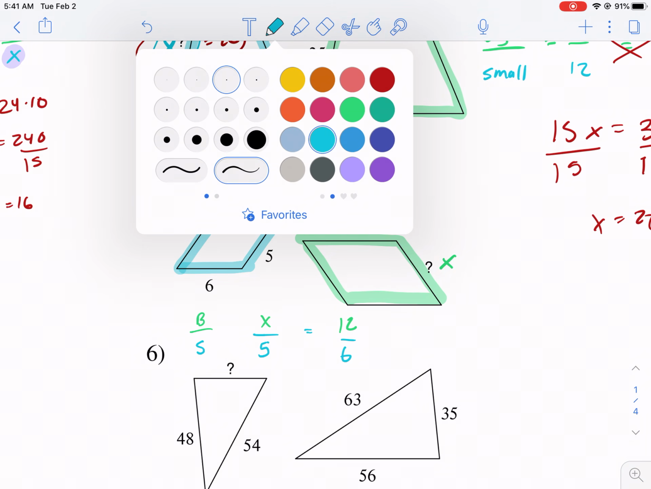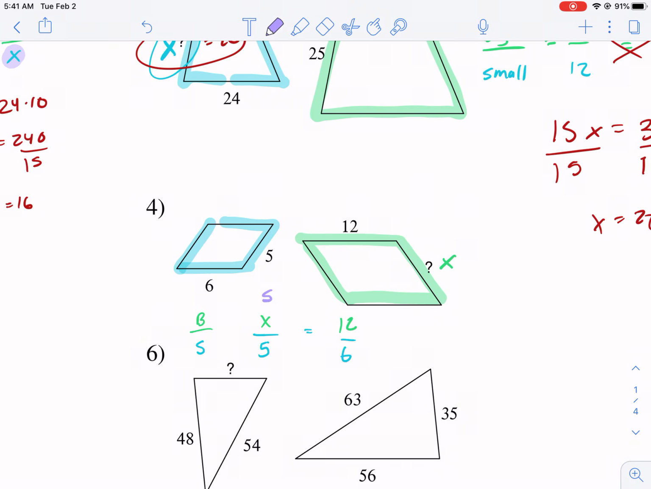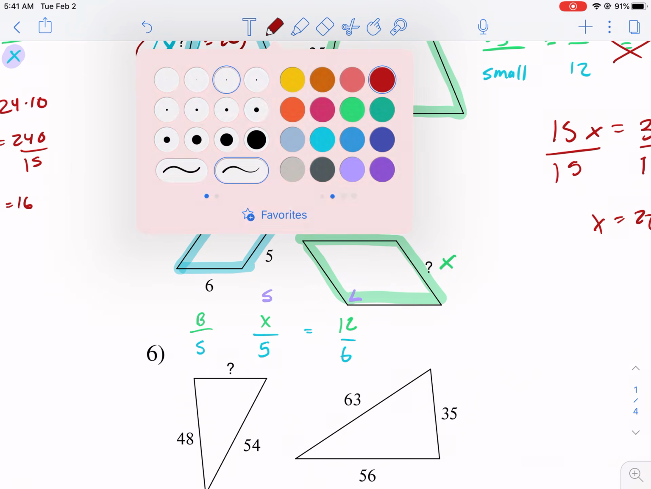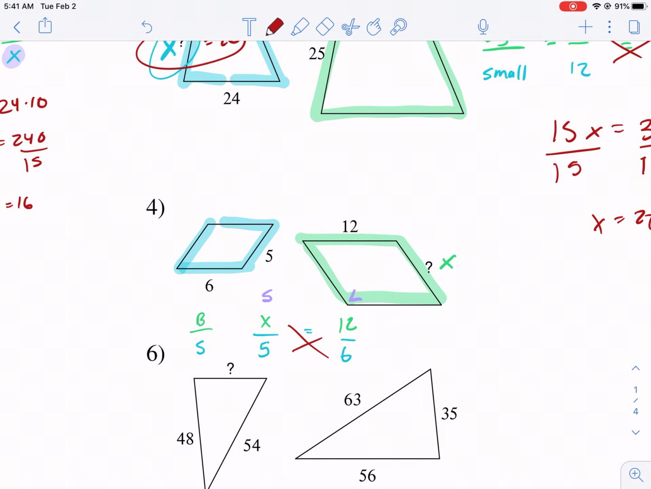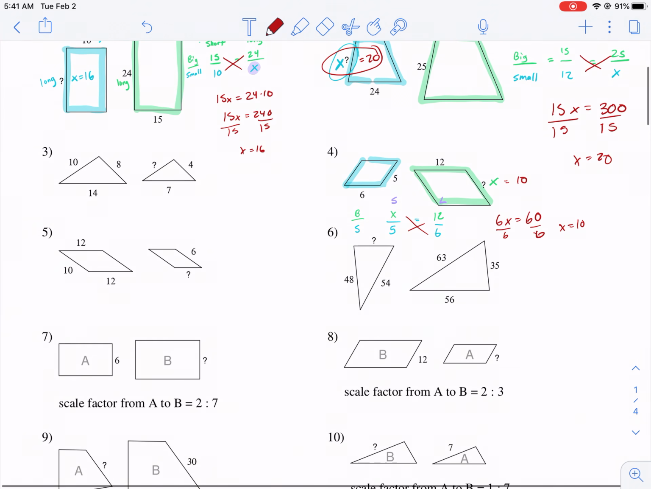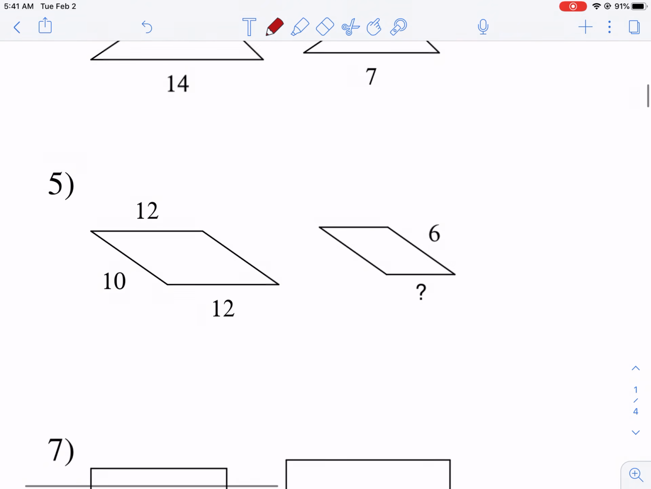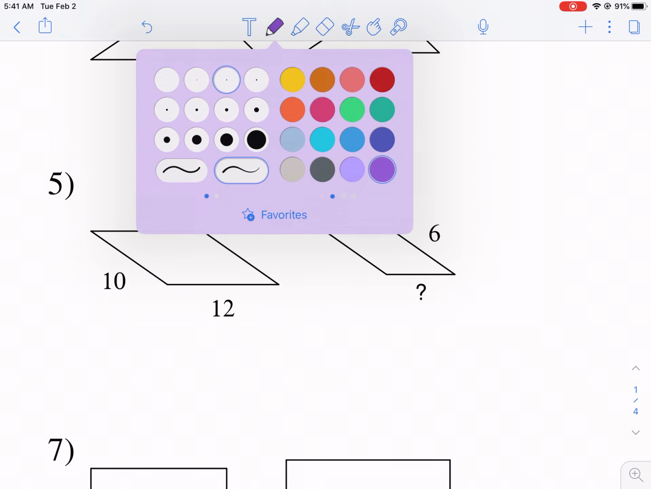So just as a reminder, I did the big to small, and then I did the short side. I guess I'm going to go purple. Short side to long side, just so you're kind of following what procedure I did. I'm staying consistent with this. So I get 6x equals 12 times 5. 12 times 5 is 60. Divide by 6, divide by 6, and I get x equals 10. So that is 10. And that's how it's going to go for the rest of these ones. If you want to do it quickly, this is how you could do it.